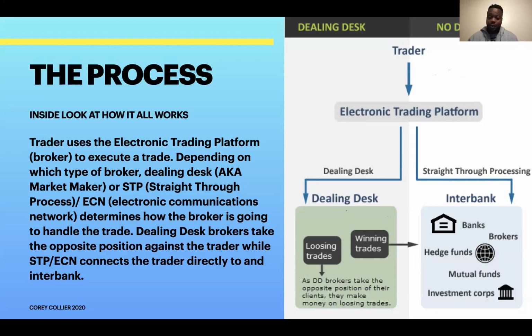So for fair warning, guys, you never really want to try to trade with a dealing desk type of broker. The reason is because dealing desk brokers take the opposite position from you. So if you're buying, guess what? They're selling that to you. If you're selling, guess what? They're buying that from you. Dealing desk brokers don't really have your best interest at heart because they make money off of you losing. But if you do happen to win with a dealing desk broker, guess what they do? Then they connect you to the interbank network.